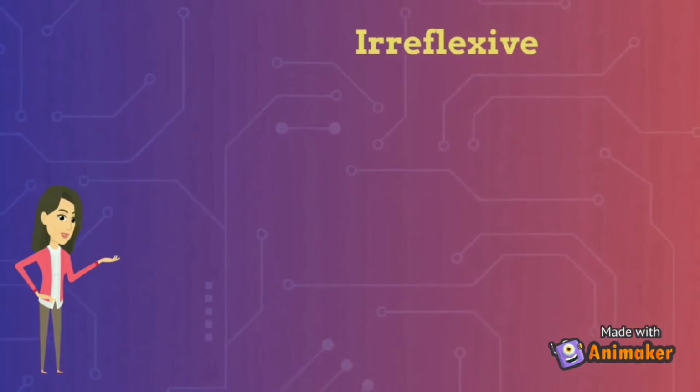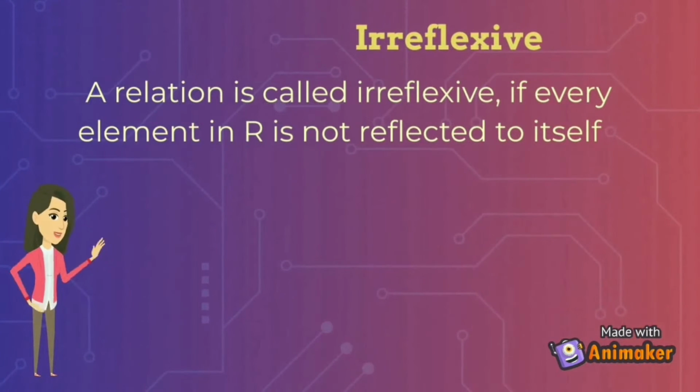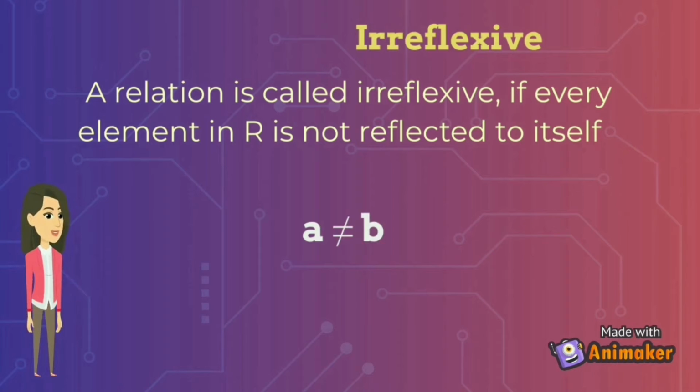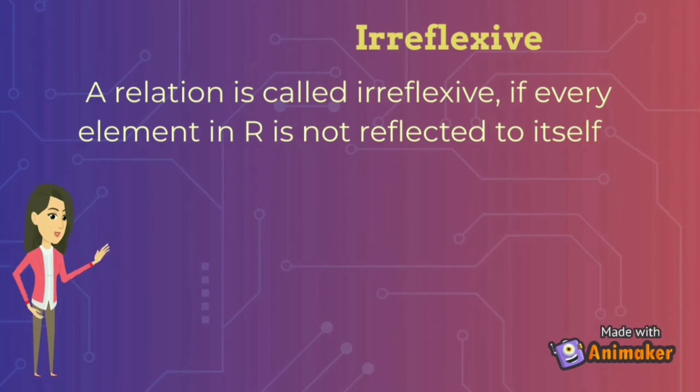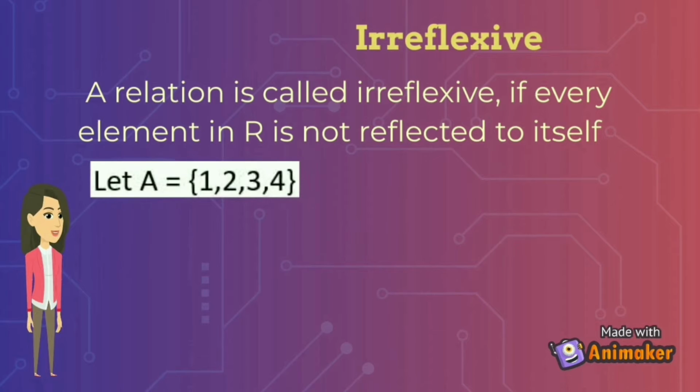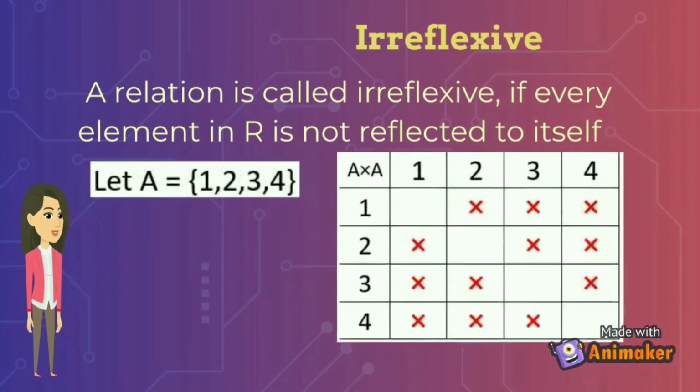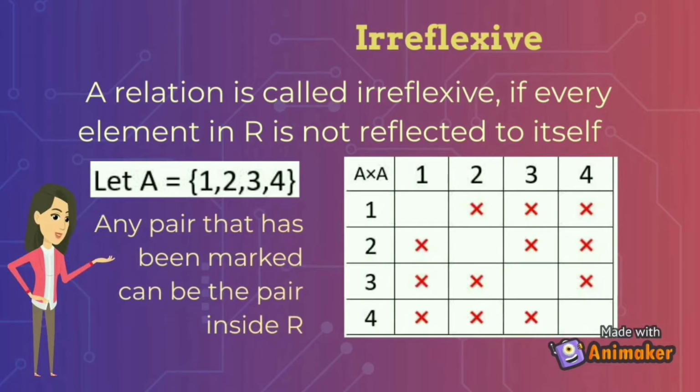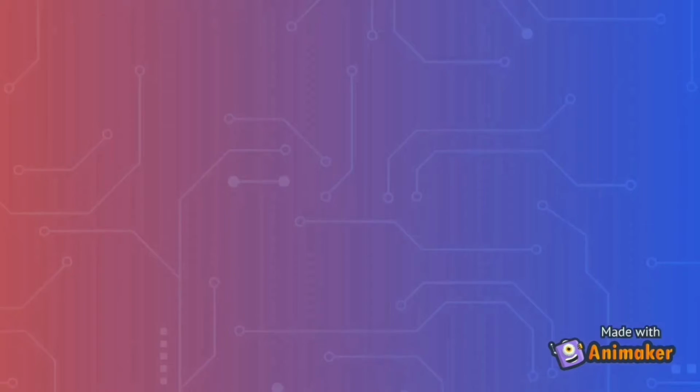What is irreflexive? A relation is irreflexive if no element in R is related to itself, meaning that the first element of your pair cannot be equal to the second element of the pair. Let's say that we have set A, which is {1, 2, 3, 4}. We cannot have inside of our R (1,1), (2,2), (3,3), or (4,4). Even one of them cannot be inside of it.